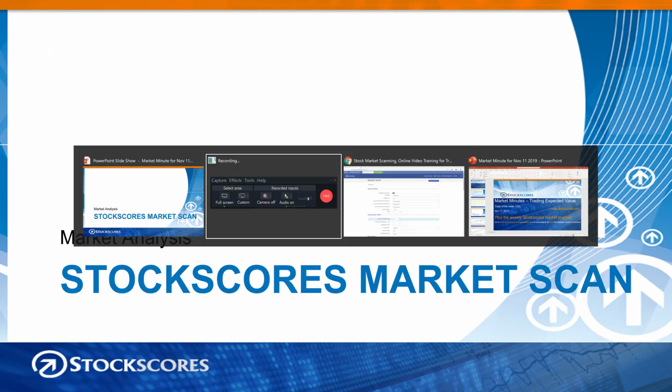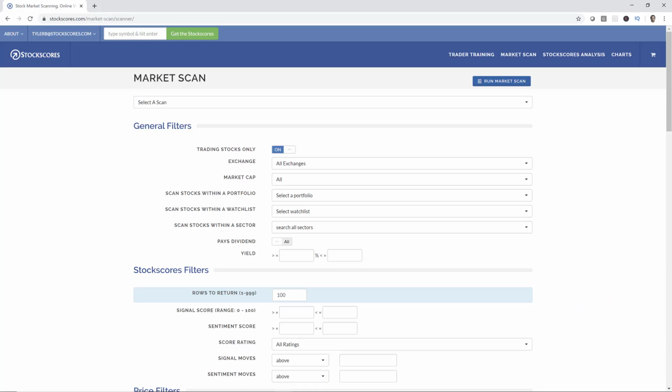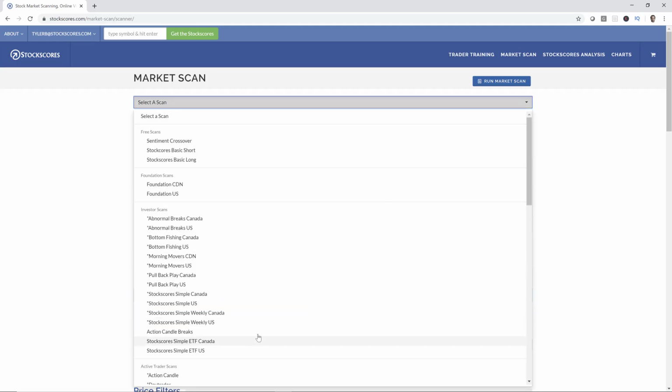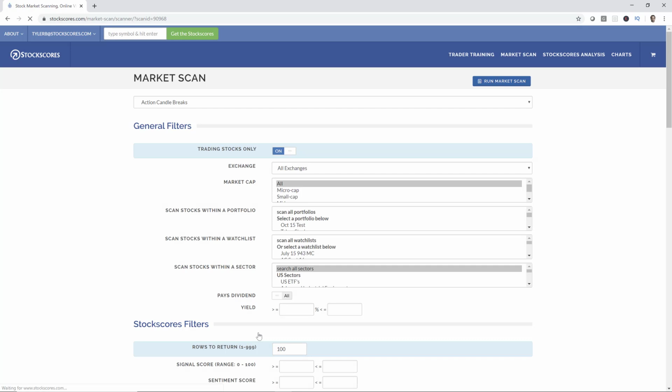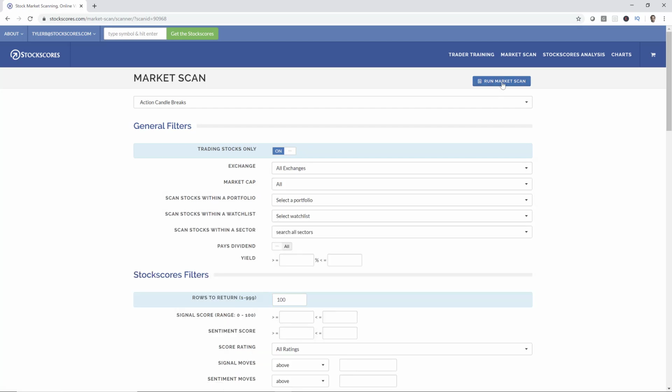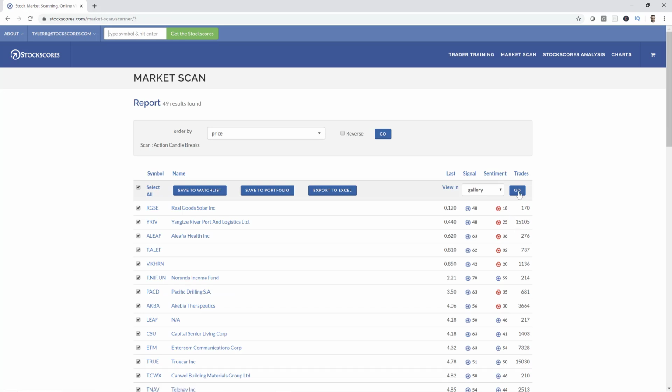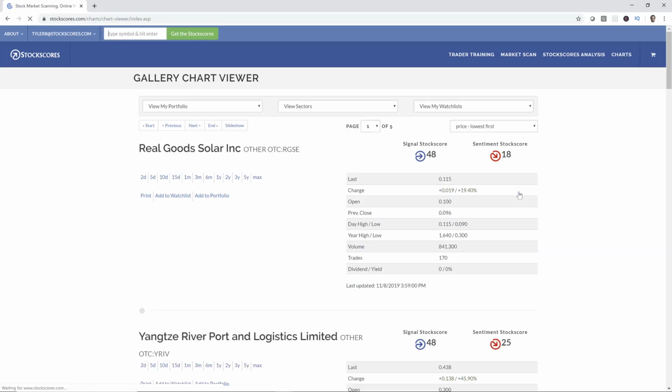All right, well, let's jump over to the Stockscores market scan and do a market scan. This week, I'm going to run the action break scan. This particular strategy looks for stocks showing abnormal strength against a downward trend. It's a good way to find stocks that are reversing after a lengthy period of weakness. And we're going to run the strategy here. I won't go through all 49 stocks.